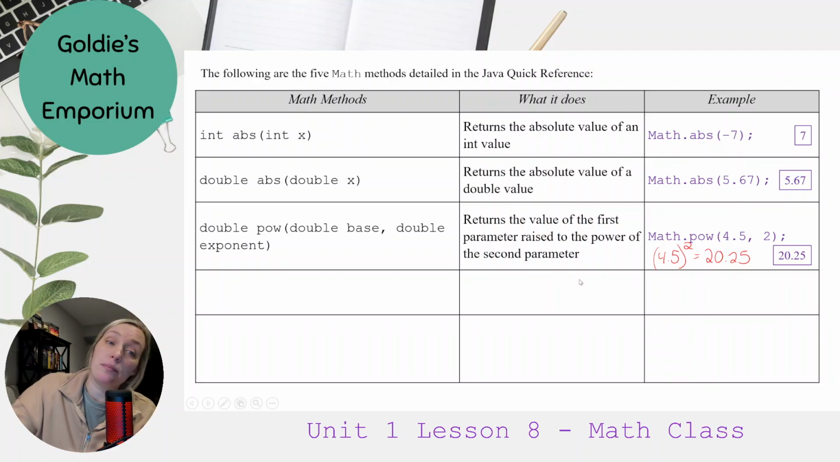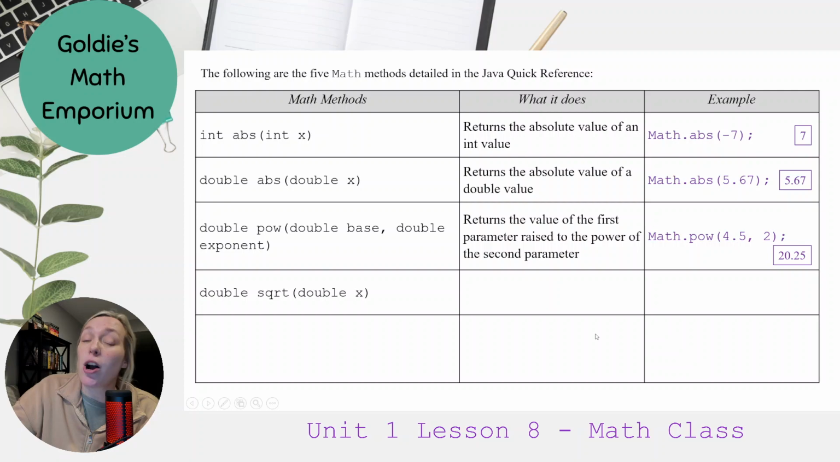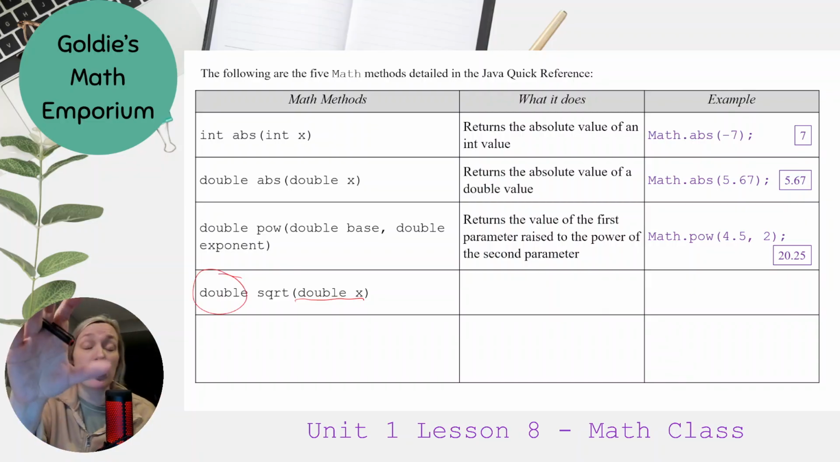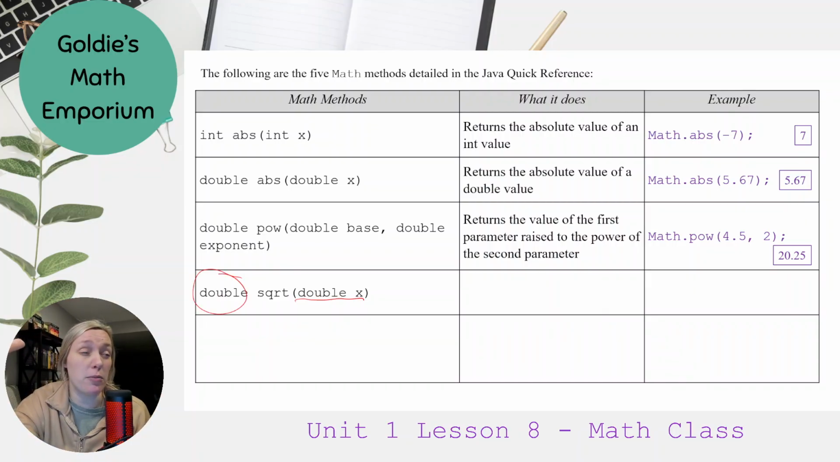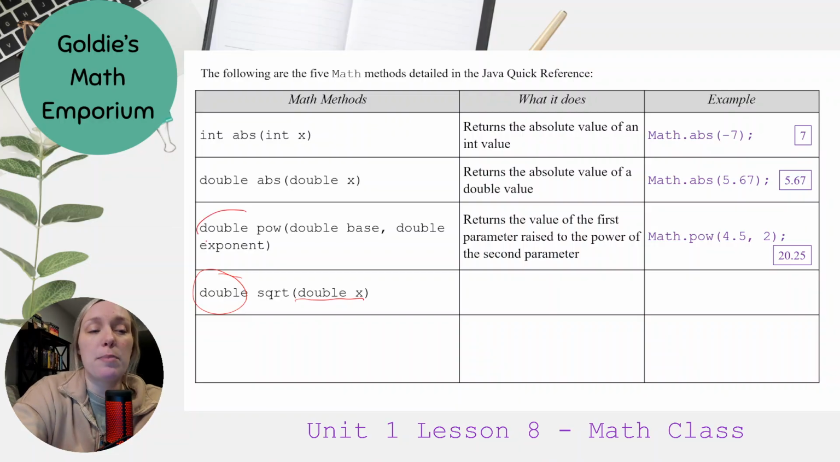So that's pow. The next one is sqrt. That stands for square root. Again, you pass it a value and it returns the result, the square root of whatever value you passed it. You can pass it a double, you can pass it an integer. It will always return a double value no matter what you pass it. Okay, so that's important to note for this, and for pow too.